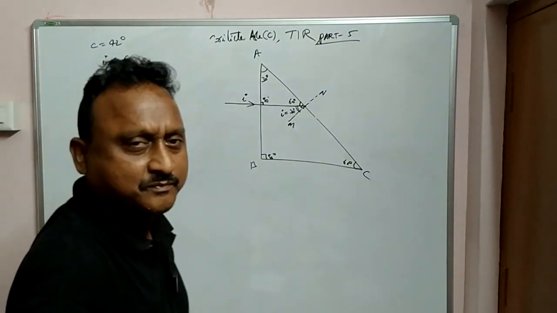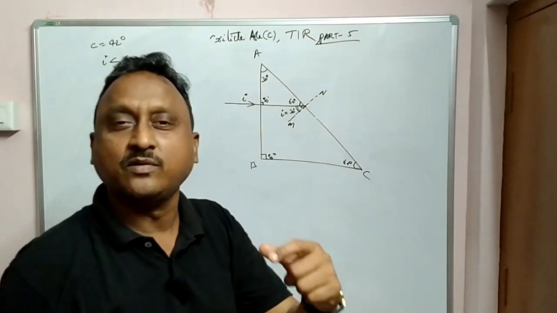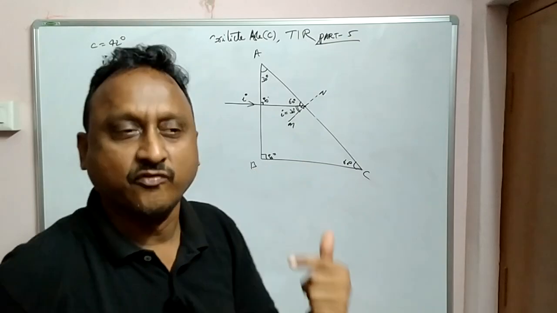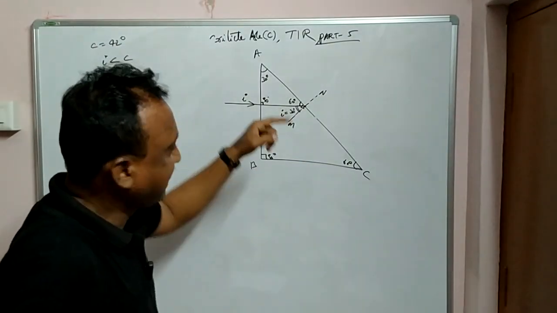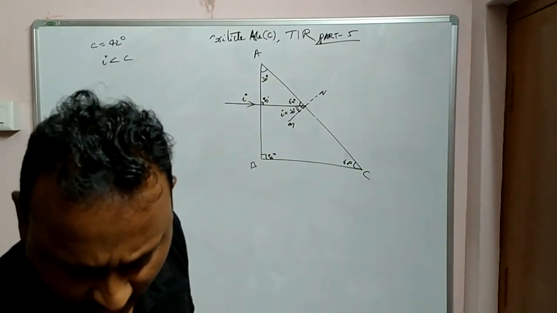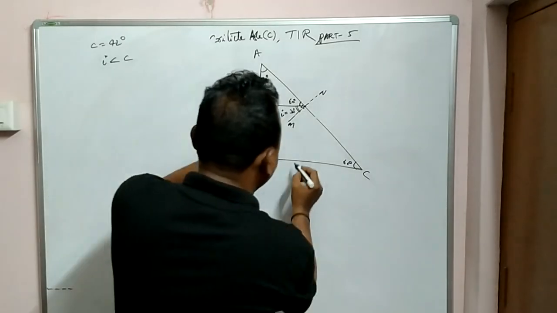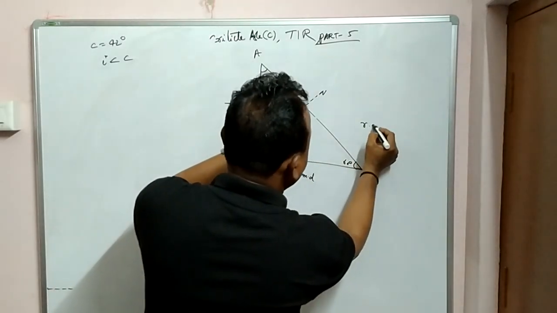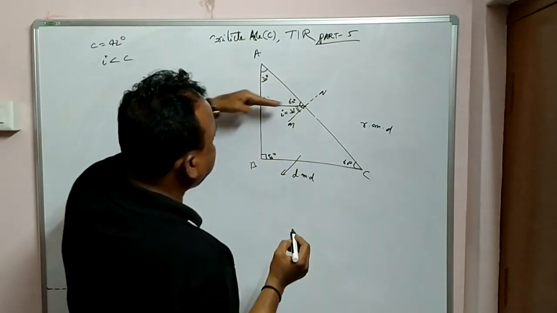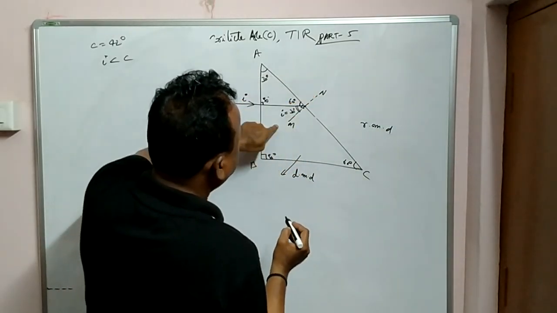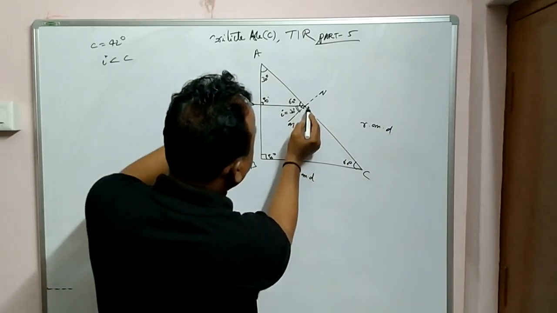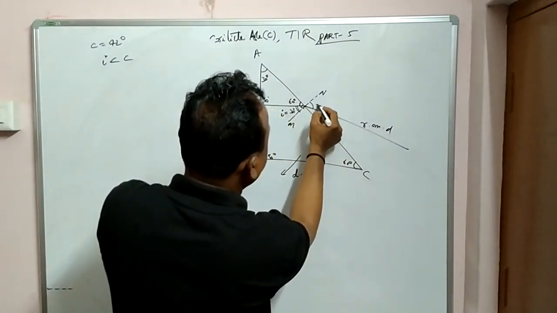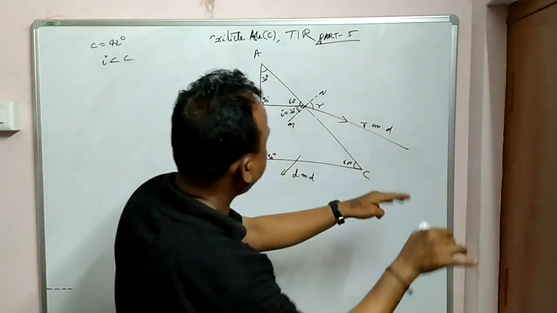So what happens here? When I is less than the critical angle, what happens? Refracts. I is equal to C, grazing. Greater than C, reflects, total internal reflection. So since this is less than C, the light will be going outside. This is the denser medium, this is the rarer medium. So when light is entering, what happens? This is the normal. Since I is less than C, from denser to rarer, it goes away from the normal.